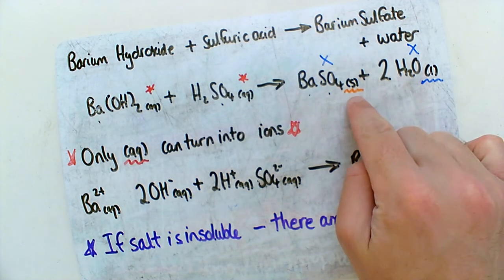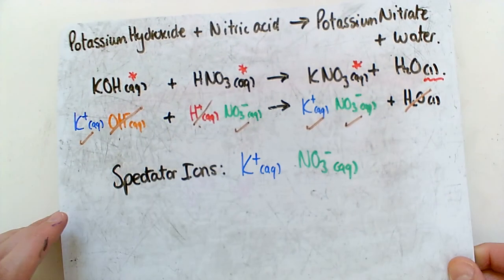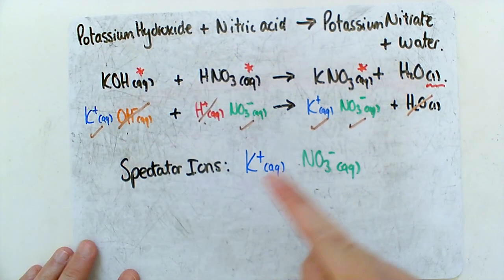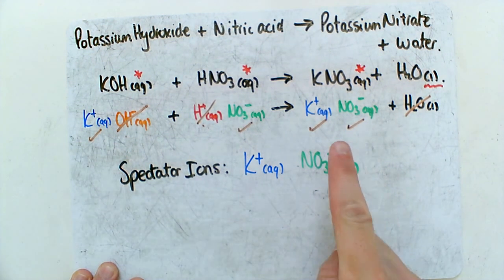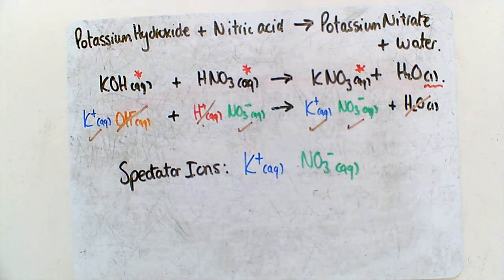If the salt is soluble, if this is AQ, then we do exactly what we did before. We break everything up into its ions and look for whatever ions are the same on the left hand side and the right hand side and cancel everything else out. So that was spectator ions. It is a bit more complicated than some of the other parts of this course, but with a bit of practice, it should be no problem for you.